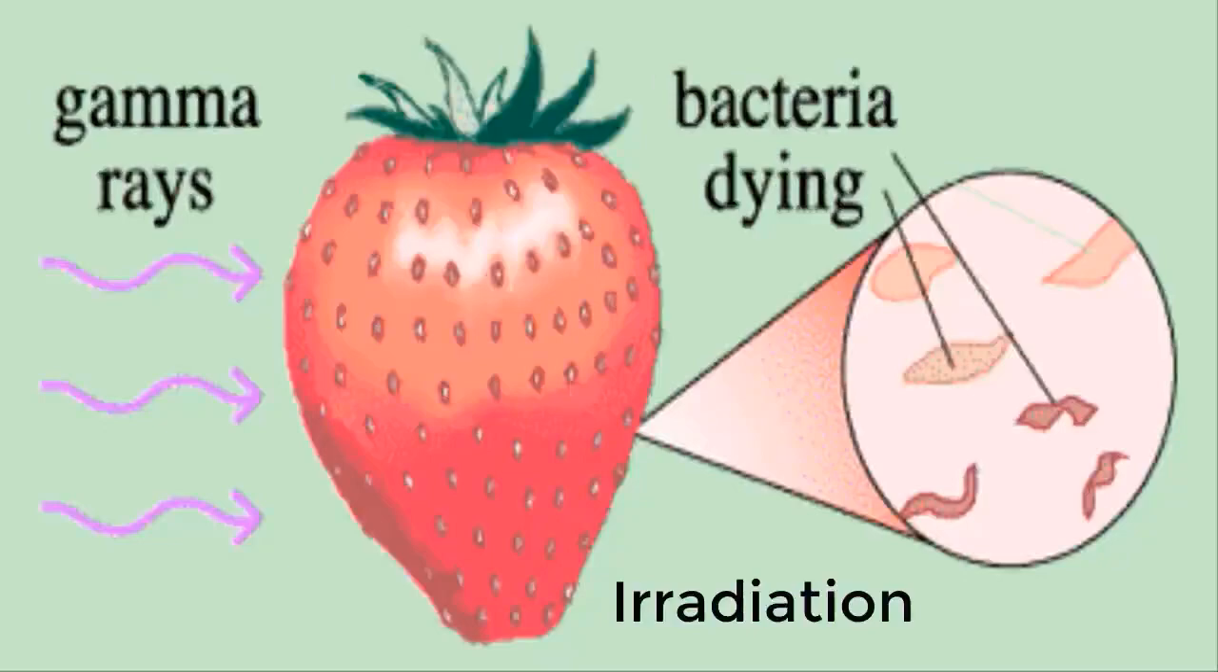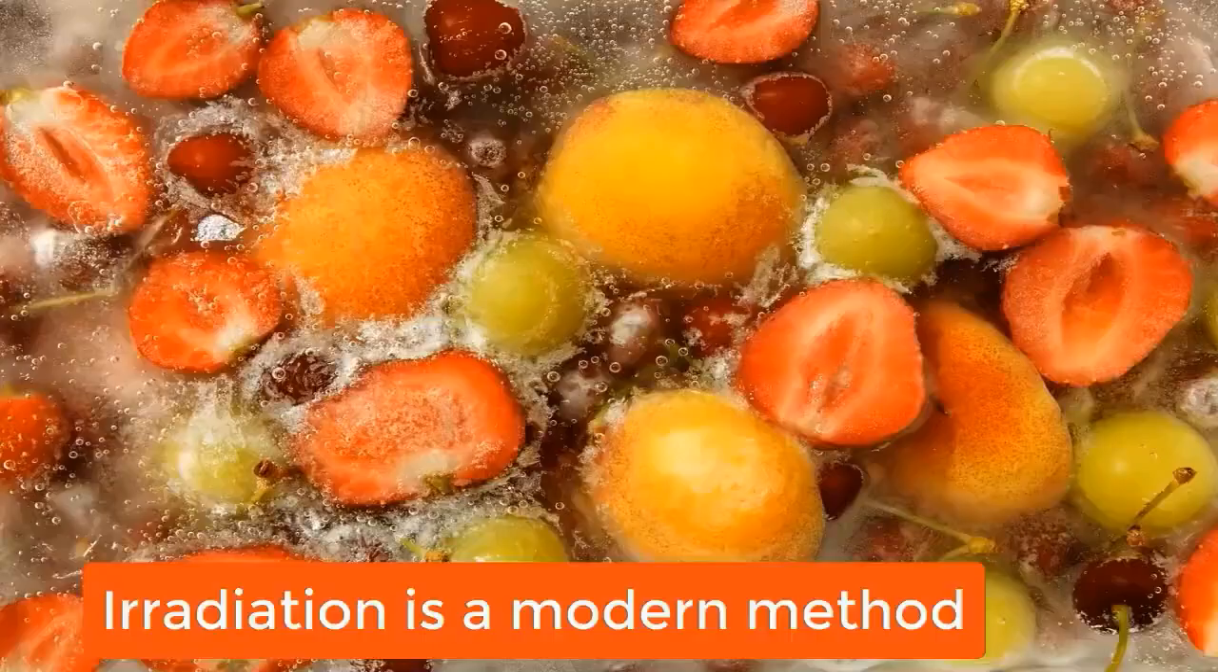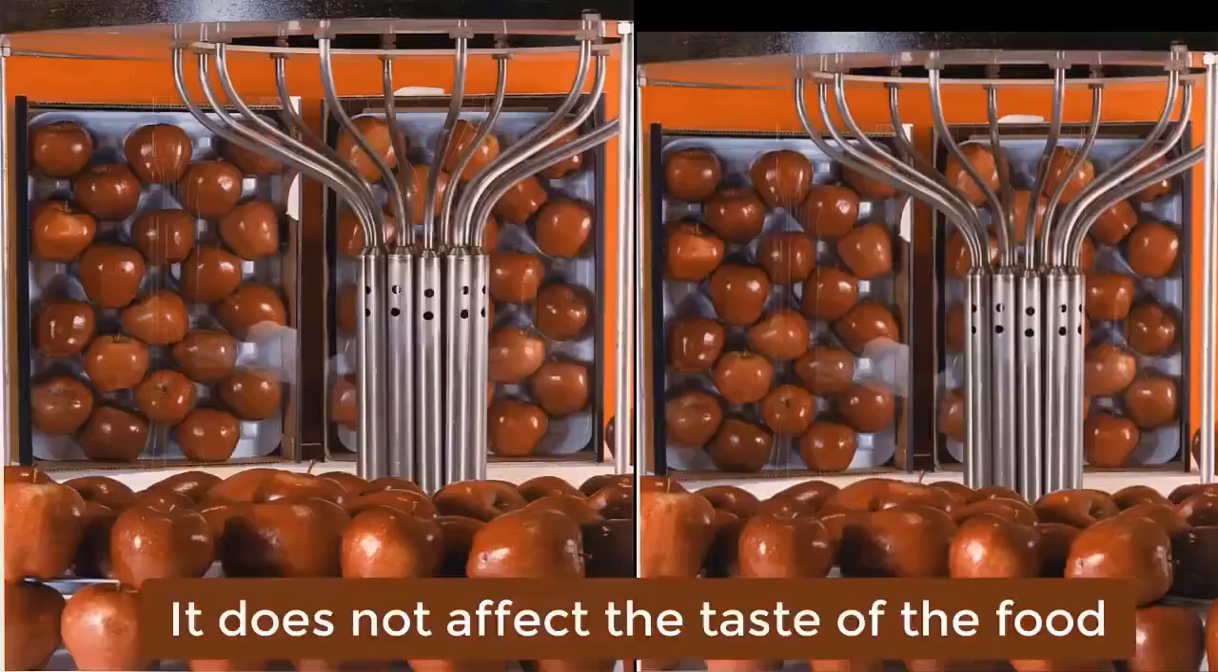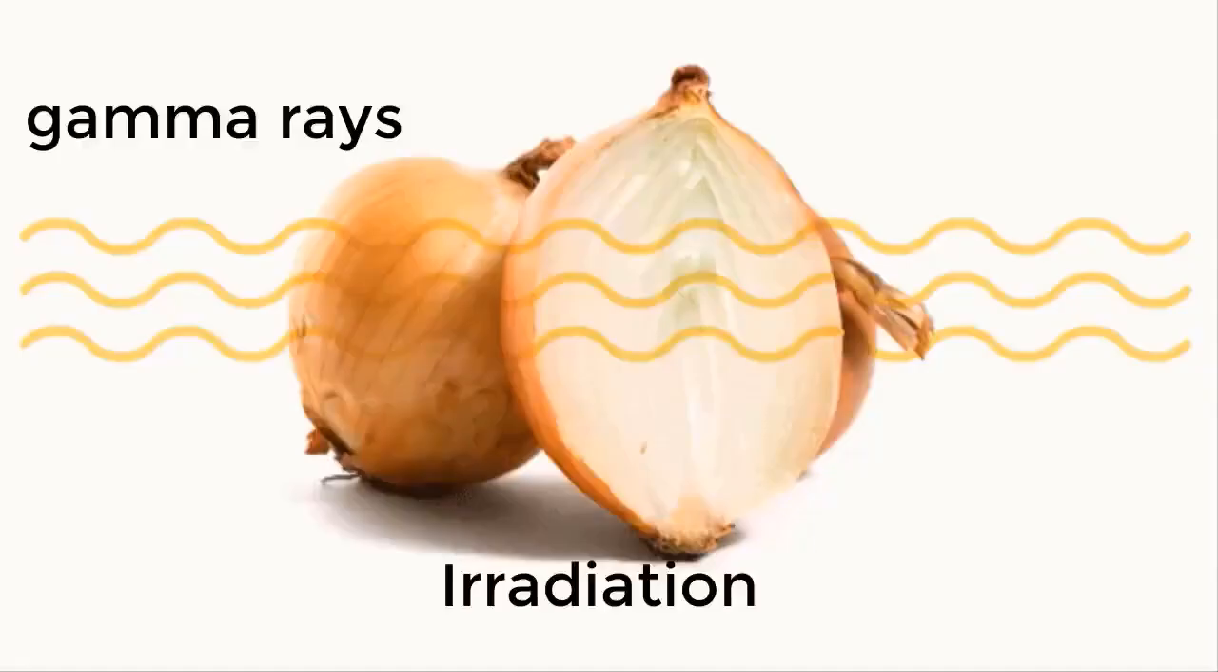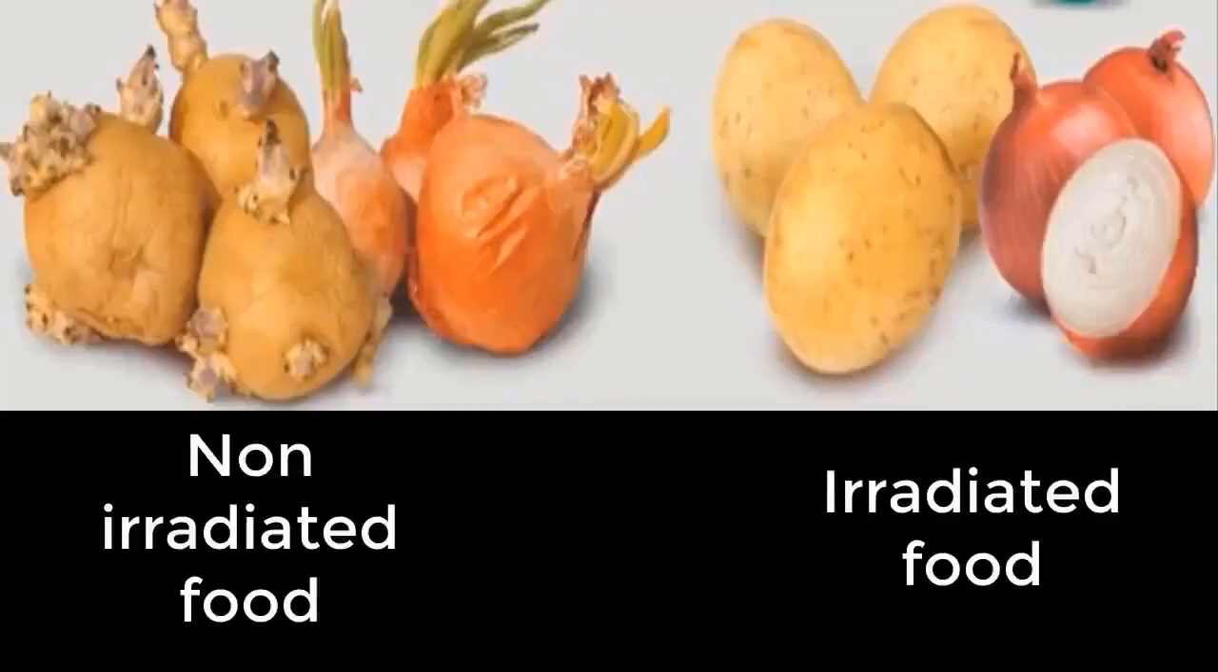Irradiation. Irradiation is a modern method by which food is exposed to gamma rays or ultraviolet rays to kill the bacteria and the mold. It does not affect the taste of the food or nutritive value of the foods. Onions and potatoes are preserved by this method.